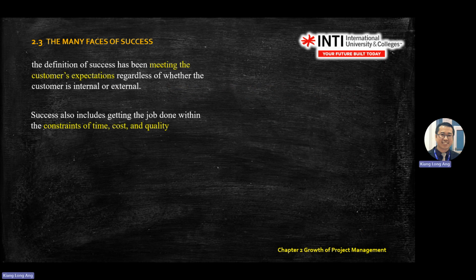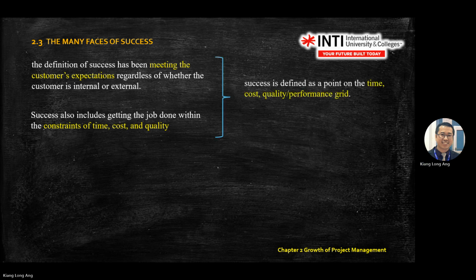Okay, this is a revision. In project management, success means meeting what the customer wants, or meeting customer expectations. The customer can be internal or external. Internal means within the company, department to department. For example, Proton has different models, so one model can supply another model with cars, spare parts, and so on. The rest you read.